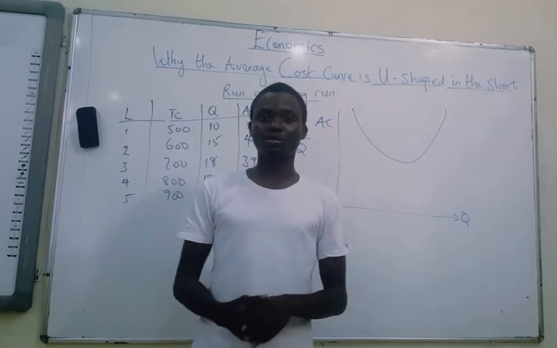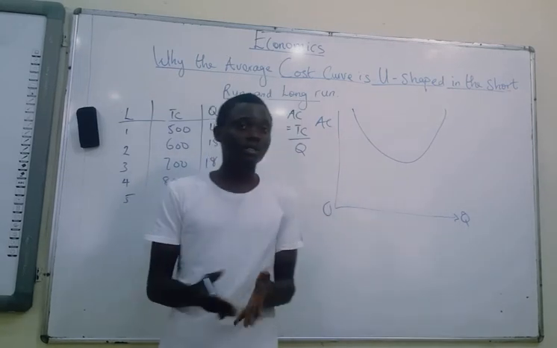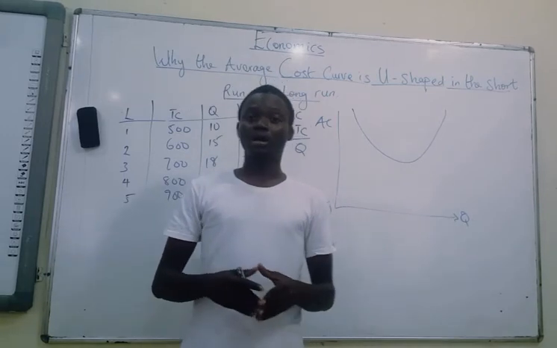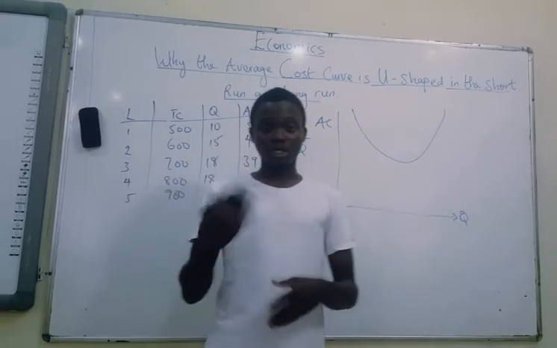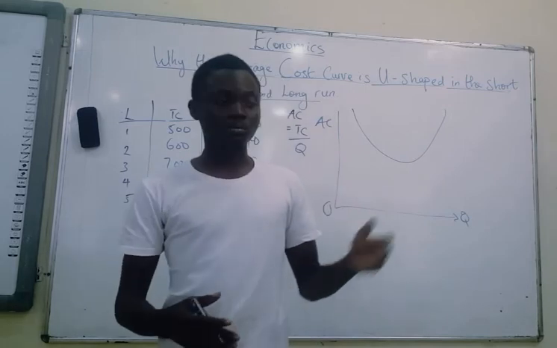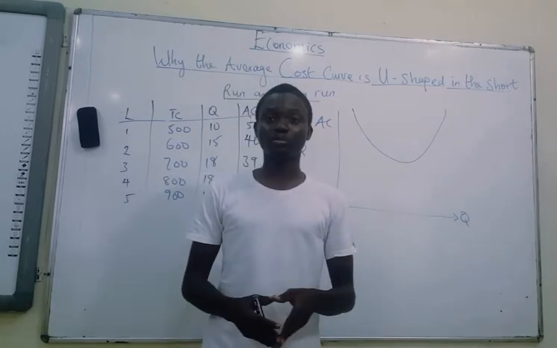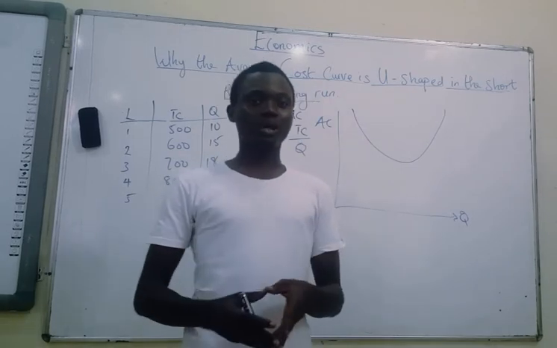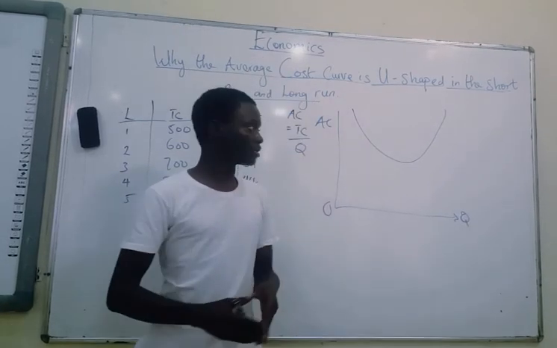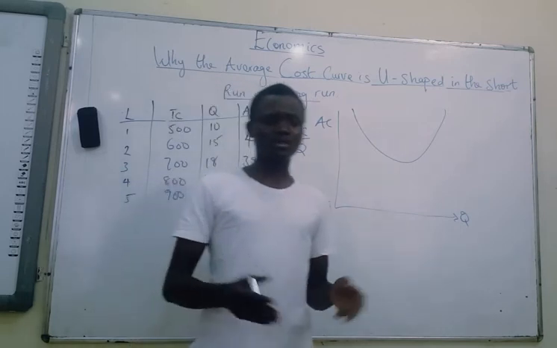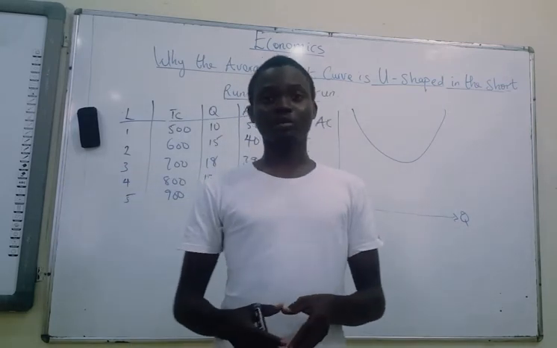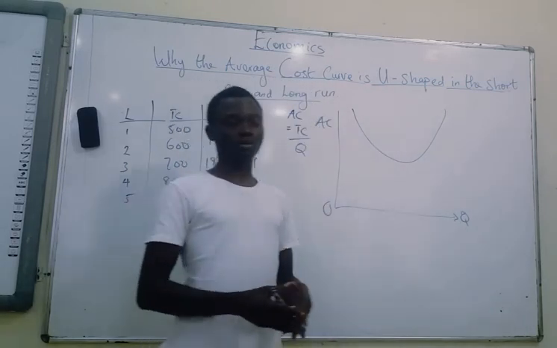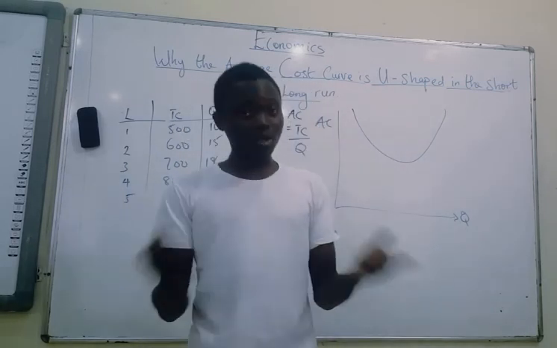So now let's talk about the long run. Remember I said the long run is simply a period of time where a producer can adjust all of his factors of production to meet changes in demand for his product. So what then do we think is going to be responsible for this shape in the long run? It is simply returns to scale.